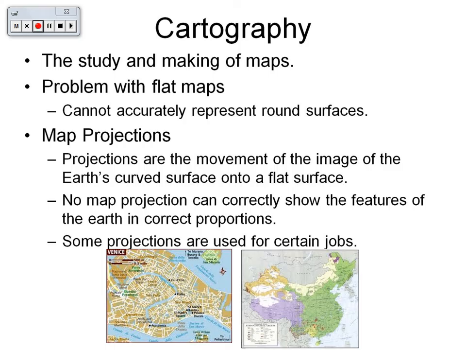That's called a projection. And we use these different projections depending on what we need to get right, because something's always going to be wrong with them. We just need to figure out which is the best projection to get the thing we are using this map for correct. Okay. The movement of a curved surface onto a flat surface is called projecting it, and there's always some distortion when we project.